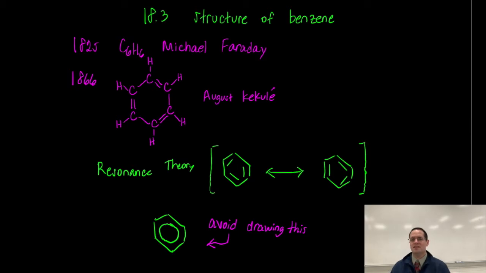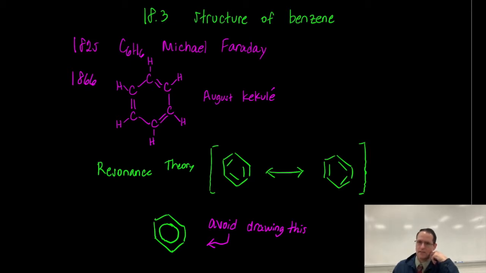I'm going to discuss sections 18.3 and 18.4 here. The structure of benzene was kind of confusing at first. Michael Faraday discovered it in 1825, and all he knew was it was C6H6. They couldn't do many reactions with it, and the reactions they could do were weird. It wasn't behaving like an ordinary alkene.